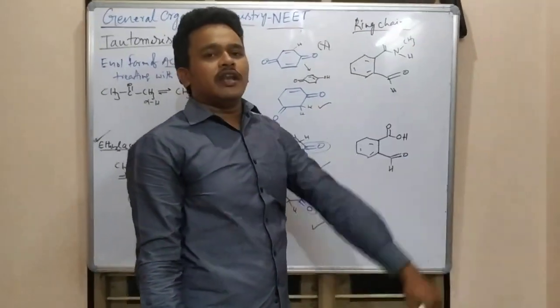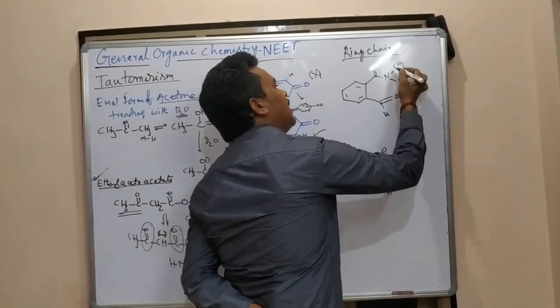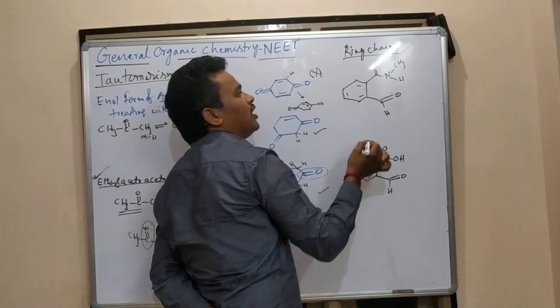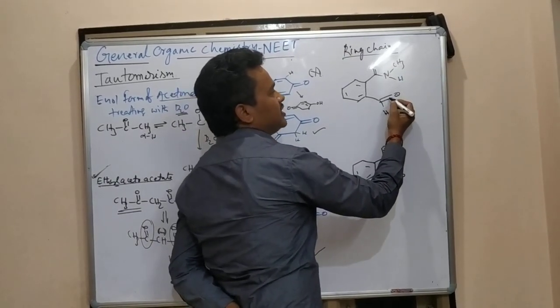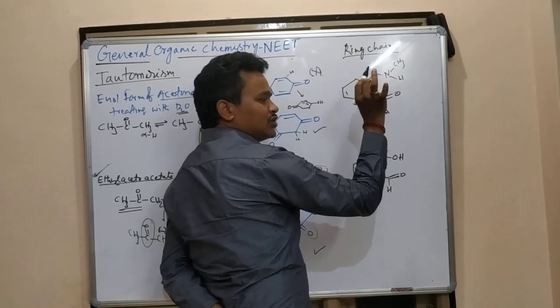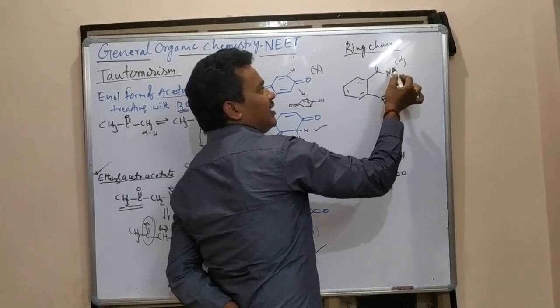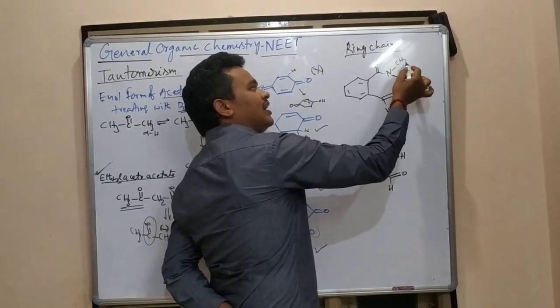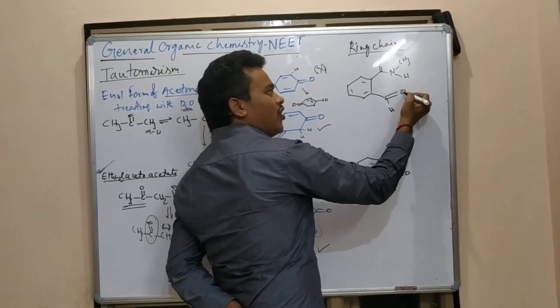Finally, ring chain tautomerism. This is very rarely asked, but we have to learn this. Here, the keto form is here, and hydrogen has to come here, like the remaining things. But here, some alkyl derivative amide group is there. Anyway, this is my keto form, so the keto form is converting into the enol form.